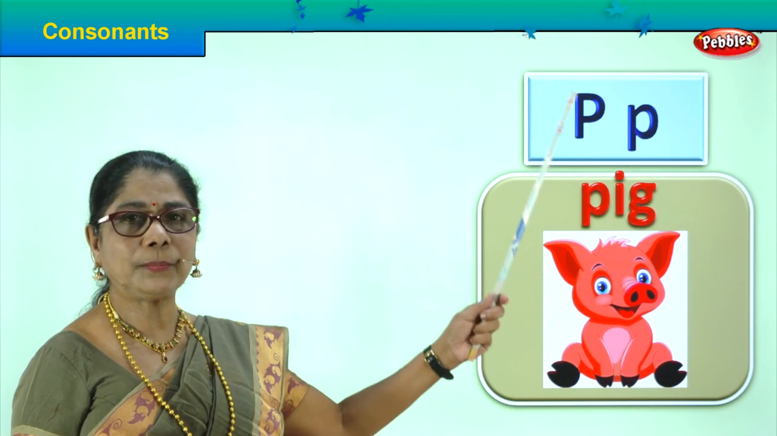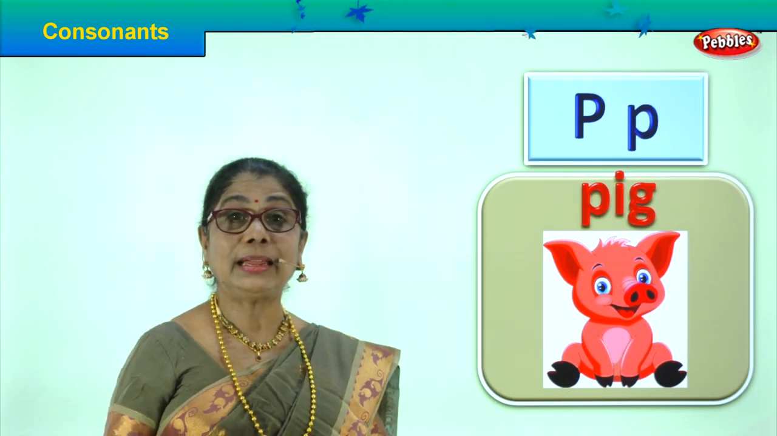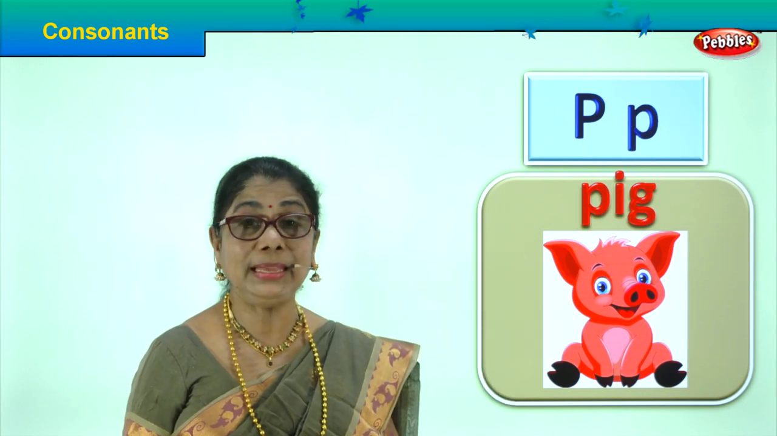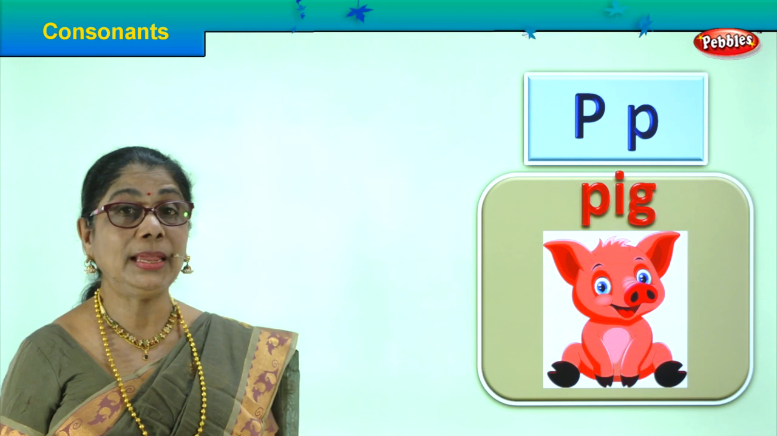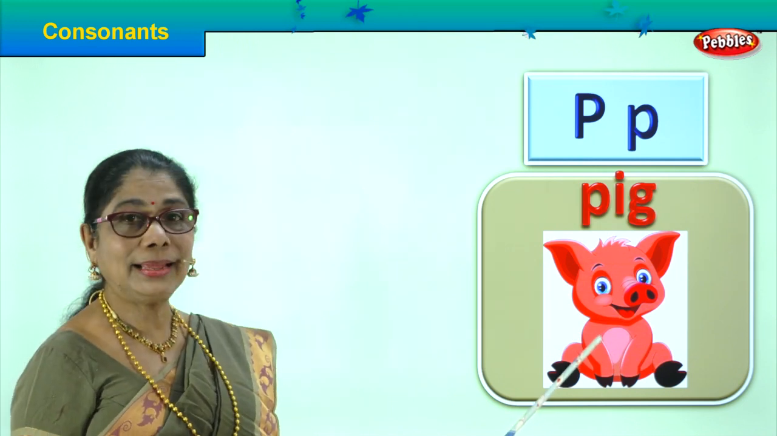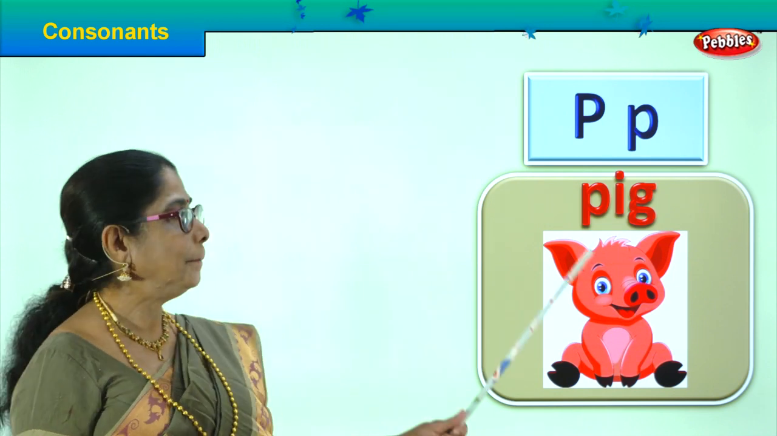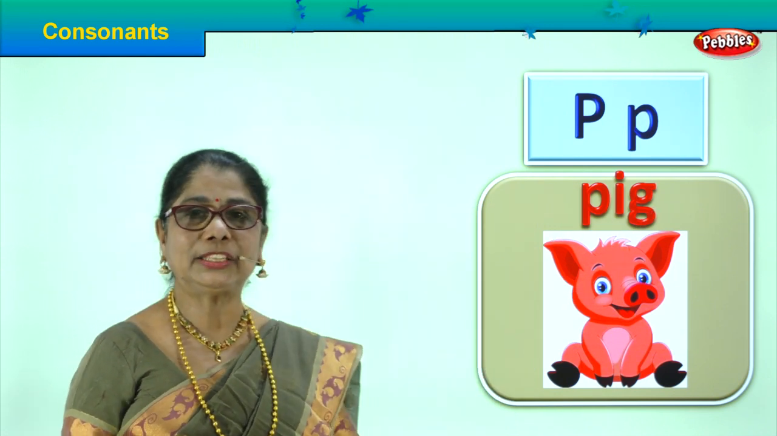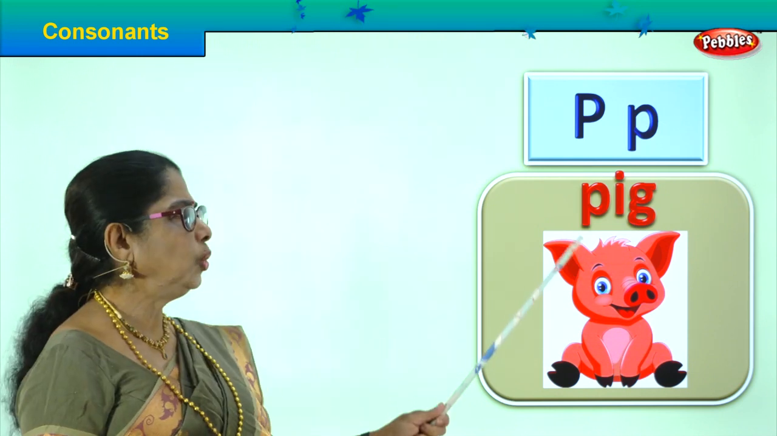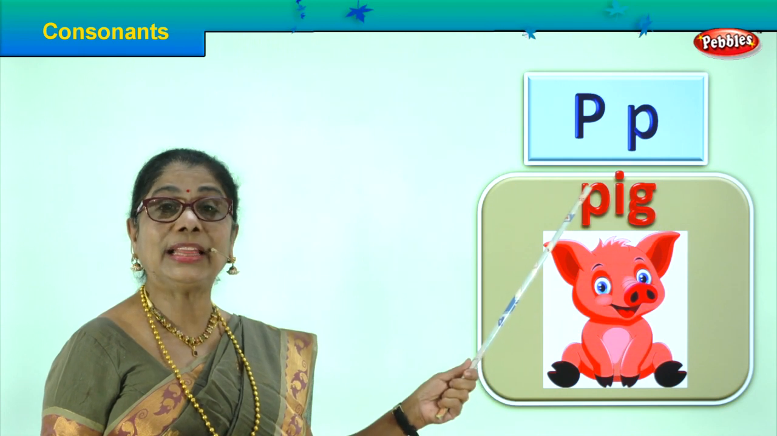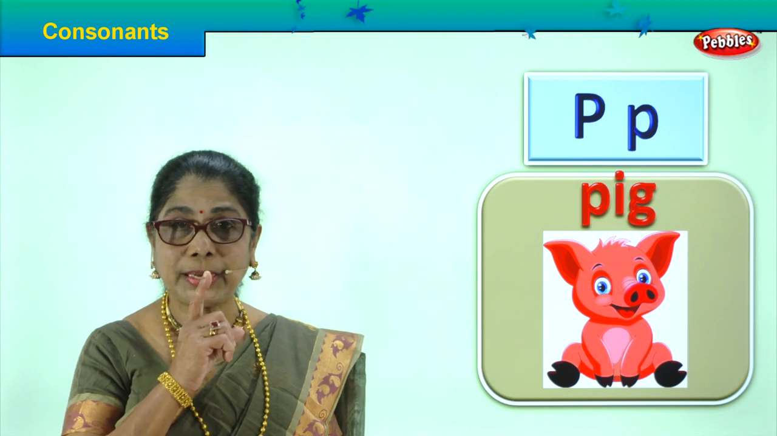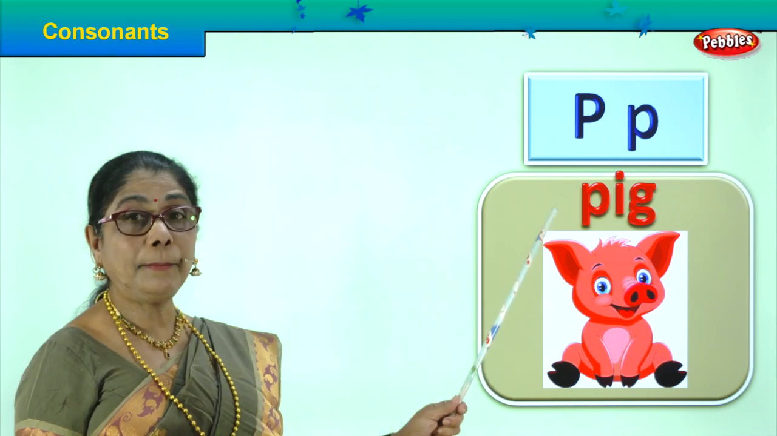Shall we take another picture? See what you have. Another consonant. Big letter and small letter. Cap letter, small letter. P. What is the sound of P? Purr. What is this? A little pig. Purr, egg, pig. Spell pig. P-I-G, pig. The word pig begins with the consonant P. The sound of P, purr.